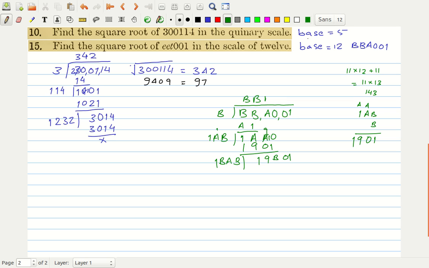Now we multiply this by B again. You have B times B is A1, so we have 1 here, carryover of A. B times A is 110 plus 10 is 120, so this is 0 and A. B times B is again 121. 121 plus 10 is 131, which is 120 plus 11. So we write B here and carry over is A again. B times 1 is 11. 11 plus 10 is 21, which is 19 in base 12. And therefore the square root of BBA001 will be BBB in base 12.